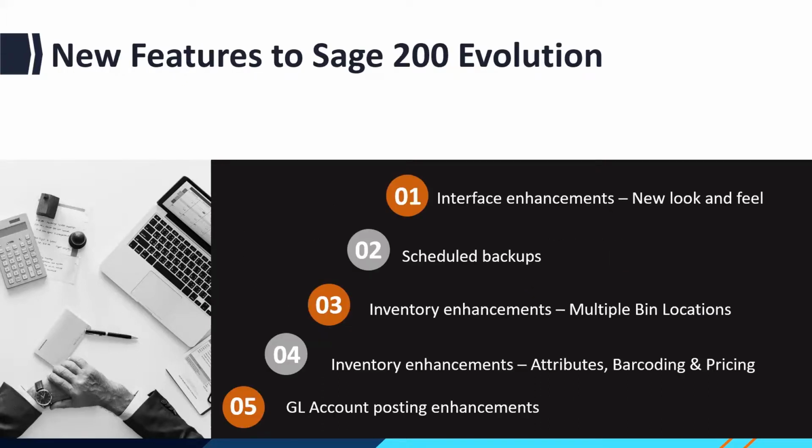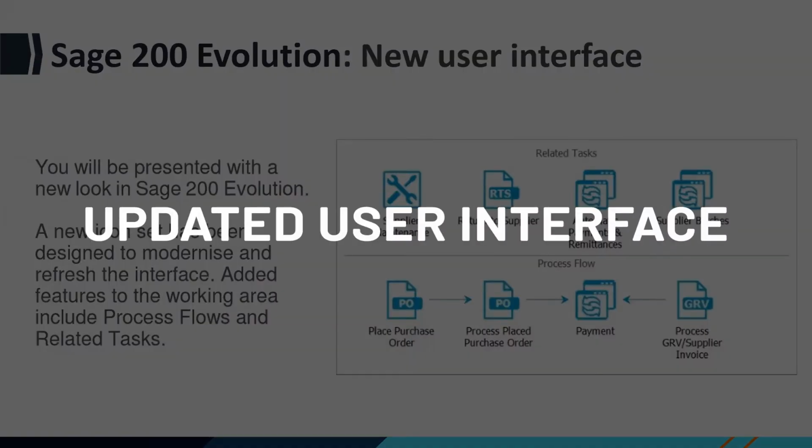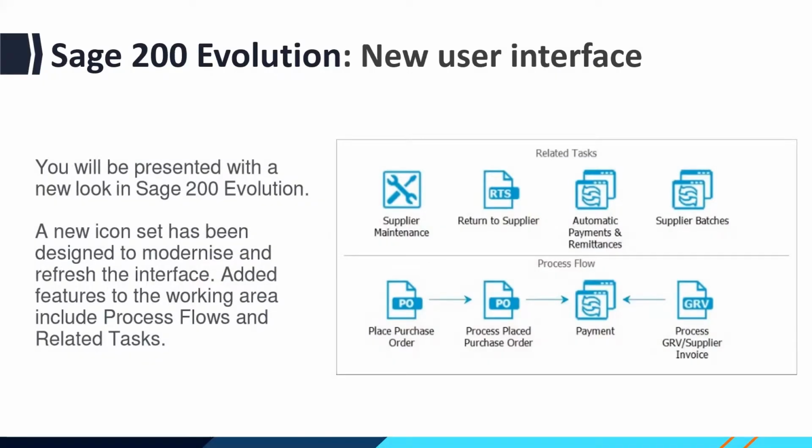New features to Sage 200 Evolution. Interface enhancements was the new look and feel that I've previously explained. You're now able to schedule backups within the application. There's inventory enhancements for multiple bin locations, inventory enhancements for attributes, barcoding, and pricing, as well as GL account posting enhancements. When you look at the screen in front of you, you will notice the new modern look and feel that has been applied to Sage 200 Evolution.